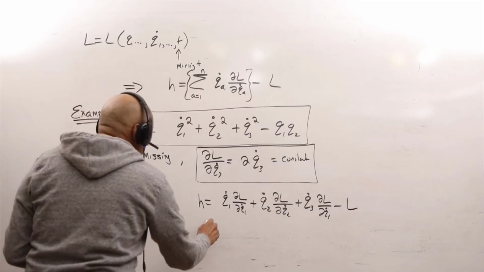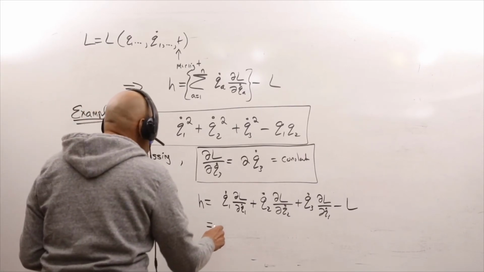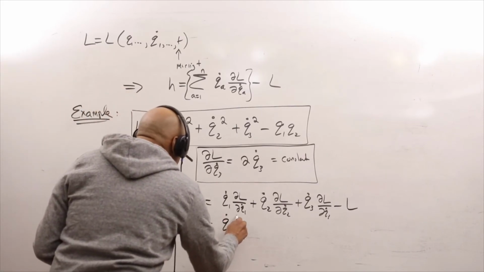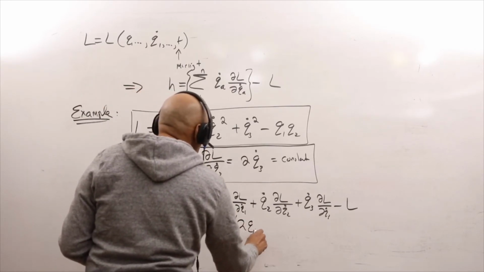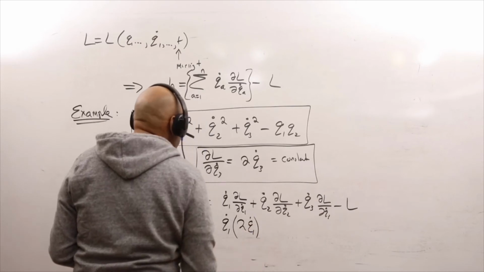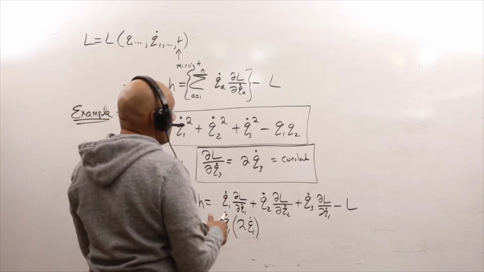So let's calculate it. Am I still on the screen? Yeah, still have some space on the screen. That's good. So q1 dot partial of L with respect to q1 dot is 2q1. Okay. So if you're kind of curious, actually, you know what?